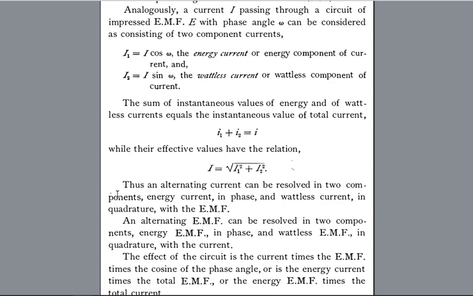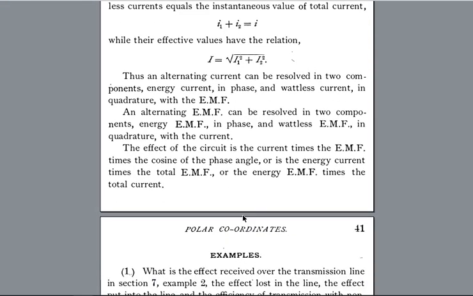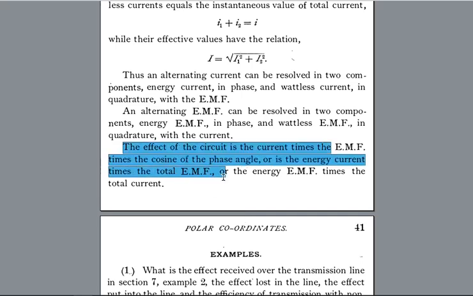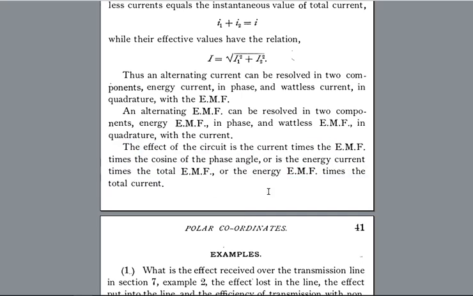Thus, an alternating current can be resolved in two components, energy current in phase and wattless current in quadrature with the electromotive force. An alternating electromotive force can be resolved in two components, energy electromotive force in phase and wattless electromotive force in quadrature with the current. The effect of the circuit is the current times the electromotive force times the cosine of the phase angle, or is the energy current times the total electromotive force, or the energy electromotive force times the total current.